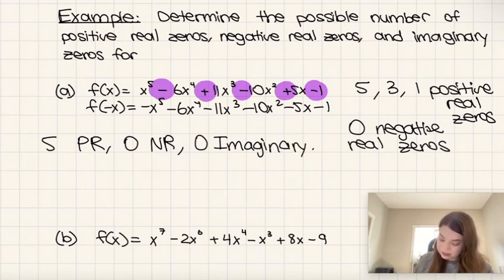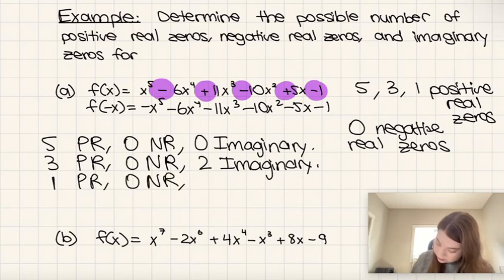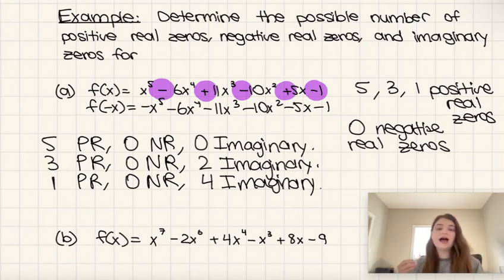Possibility 2 is there could be 3 positive real, and then again 0 negative real, and 2 imaginary. That's possible. Or there could be 1 positive real, 0 negative real, and 4 imaginary, right? Because keep in mind that all 3 of these numbers every single time have to add up to 5, right? Because that goes along with our fundamental theorem of algebra.